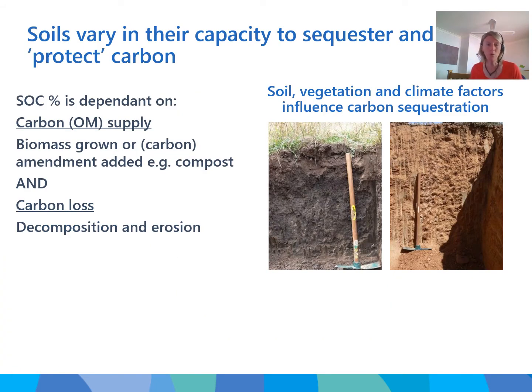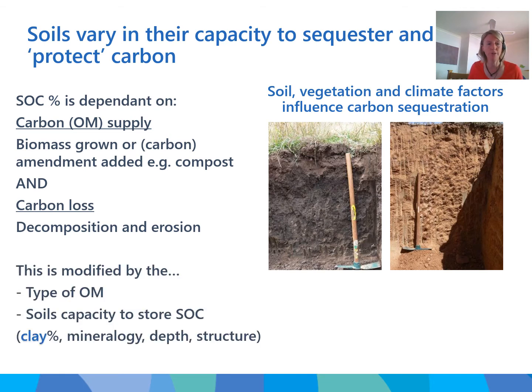Now, it's also important to remember that soils vary in their capacity to sequester and protect carbon. When we see that soil organic carbon percentage on our soil test results, it's dependent on a couple of things. First of all, if we go back to that flows of carbon diagram, it's dependent on the organic matter supply, so either the biomass that's grown on site or biomass that's brought to the site in the form of compost, and the balance of that with carbon loss, so carbon loss via decomposition and erosion.